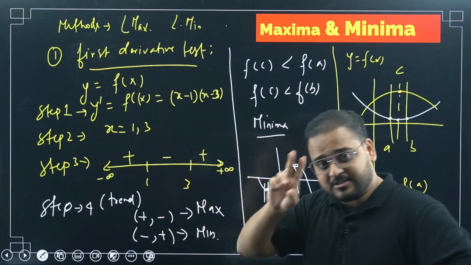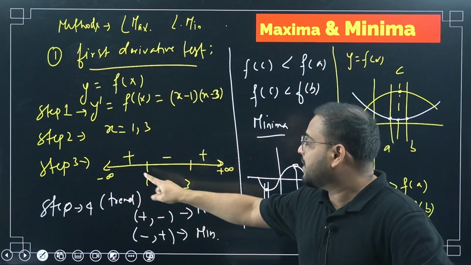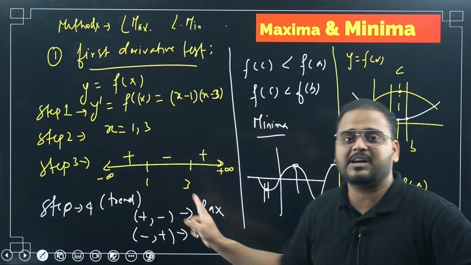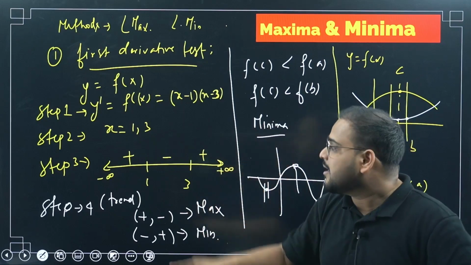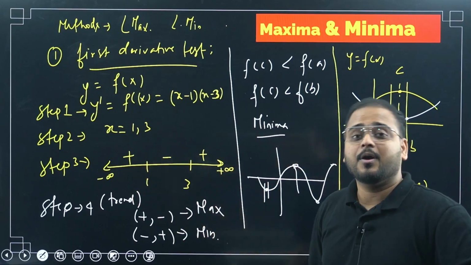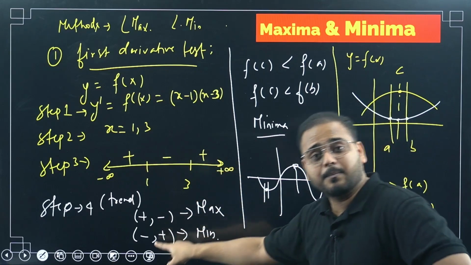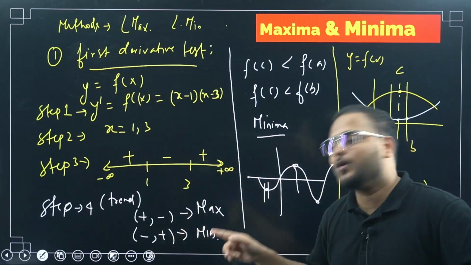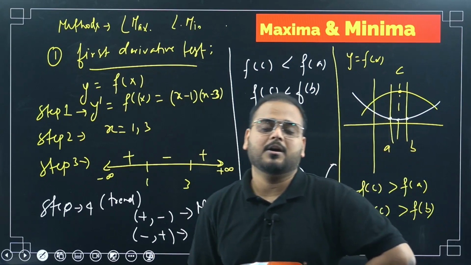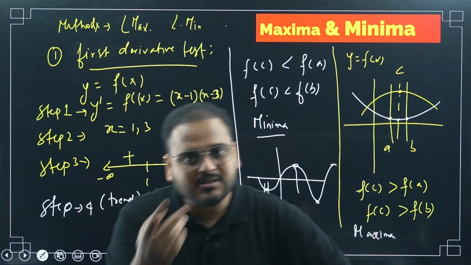Understand this? Not increasing, forgive me. Repeat after me: plus to minus across any critical point, maxima. The point of maxima is when the sign goes plus to minus across any critical point. If the trend is negative to positive, minus to plus, then that point is a local minima. Plus to minus maxima, minus to plus minima.